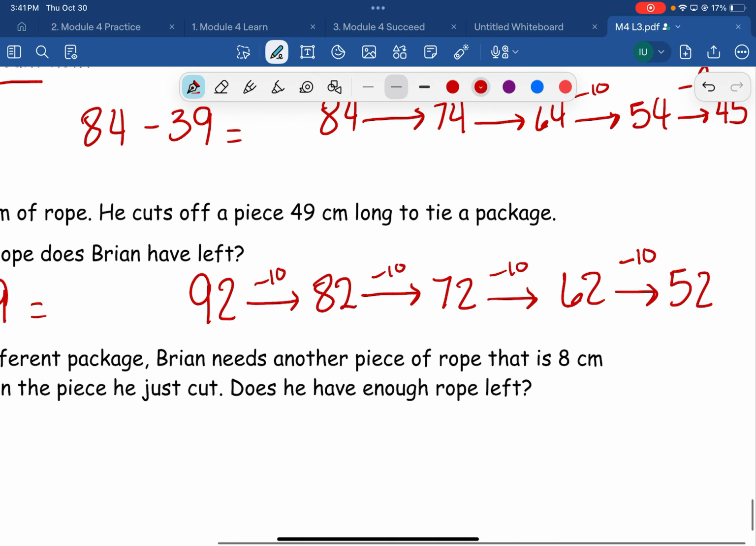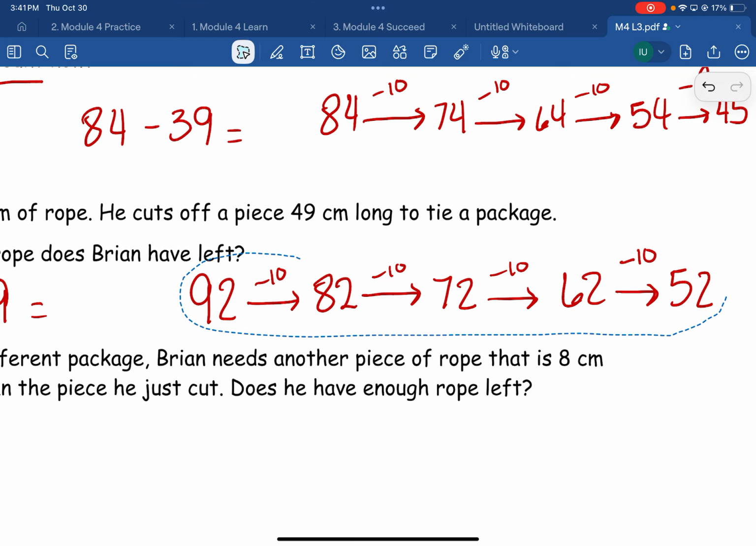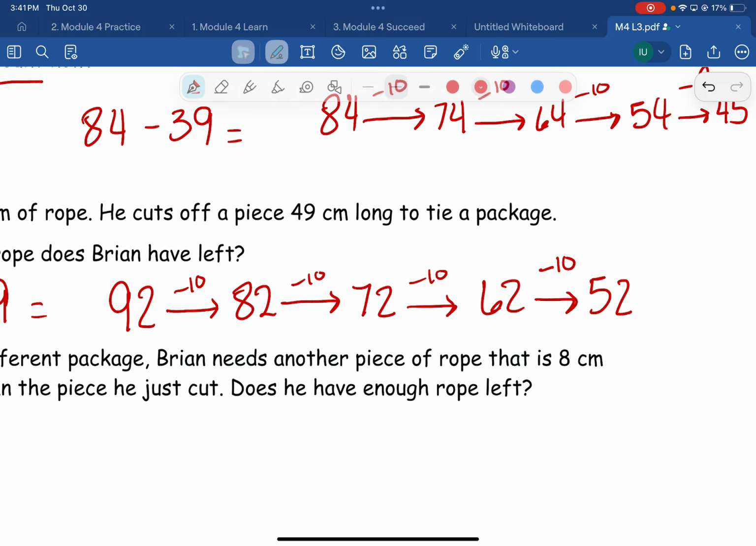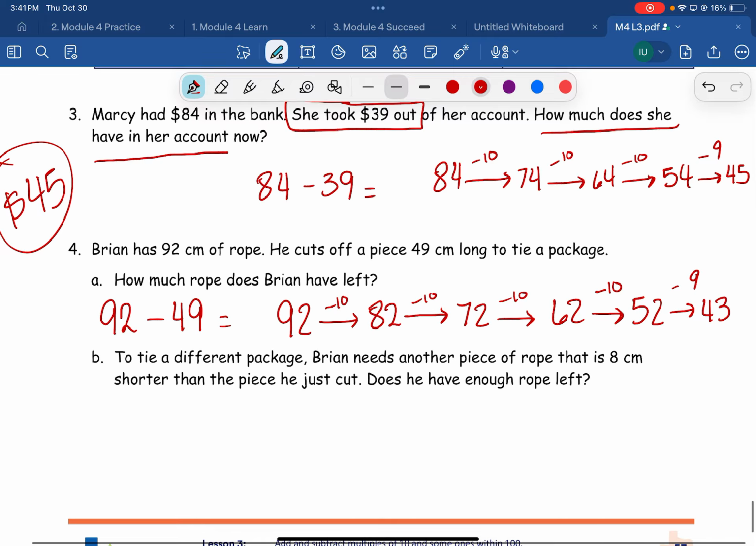Now we're going to take away, oops, I ran out of space. Let me make some space here. Now we're not going to take away 10. We're actually going to take away 9. It's 4 tens 9. So now we do 52 minus 9. And that is going to equal 43. Okay? So how much does Brian have left? 43 centimeters.